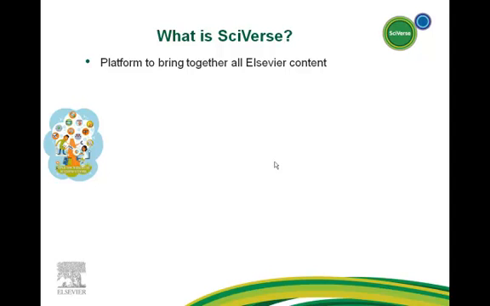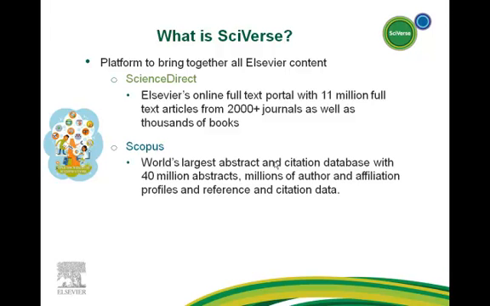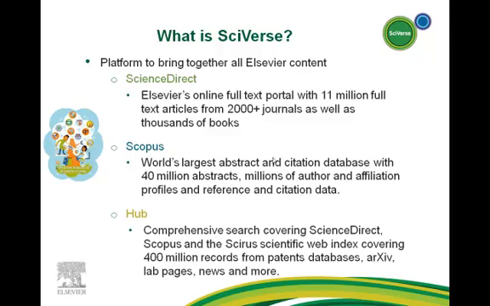SciVerse brings together content from three main Elsevier products. ScienceDirect is Elsevier's repository of full-text articles from over 2,000 journals and thousands of books. Scopus is the world's largest abstract and citation database. It consists of millions of abstracts, as well as millions of author and affiliation profiles. And finally, the SciVerse Hub allows a user to perform a search across both the ScienceDirect and Scopus content, as well as content from the SciVerse Scientific Web Index.